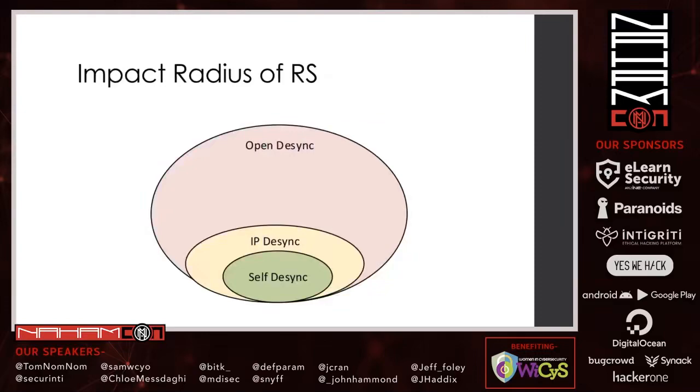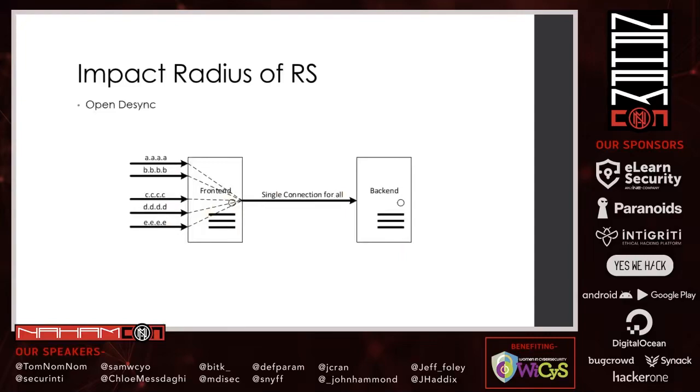So a quick note on the impact radius or blast radius of request smuggling desync attacks. When issuing desync attacks, there's a chance you may affect neighboring connections. The impact of that I split into three categories: open desync, IP desync, and self desync. An open desync is the most dangerous of the three. An attacker issuing a desync attack from any IP address can affect a victim from any other IP address. This is because all requests that come into the front end are funneled down the same connection into the back end.